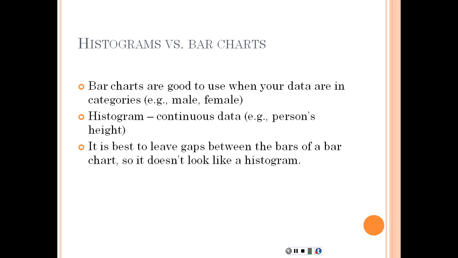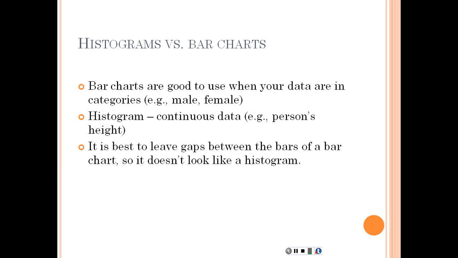Now, histograms are used with continuous, numerical data. For instance, a person's height. If you're measuring 50 people's heights and you want to graph that, you want to see how many people are shorter, how many are taller, and how many fall in the middle. That's our continuous data.